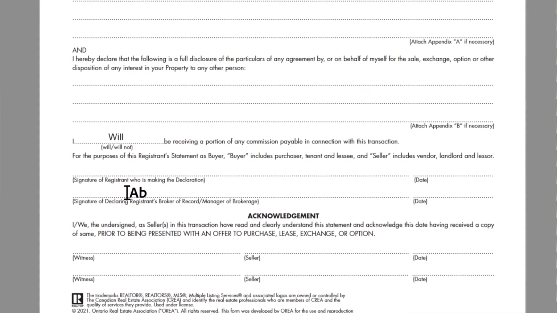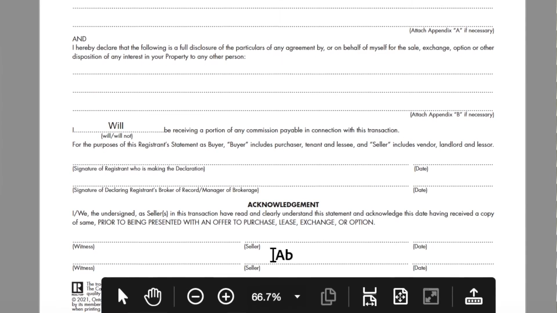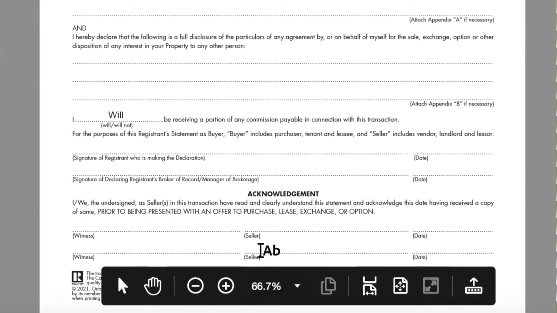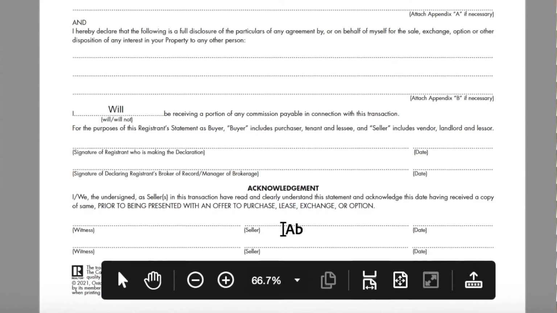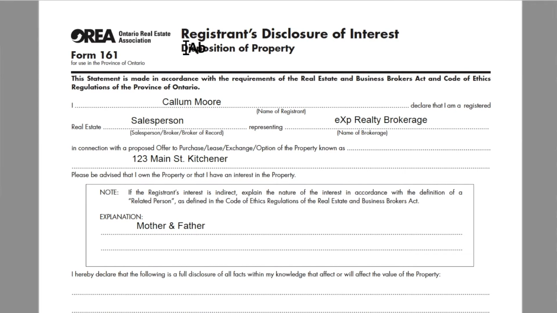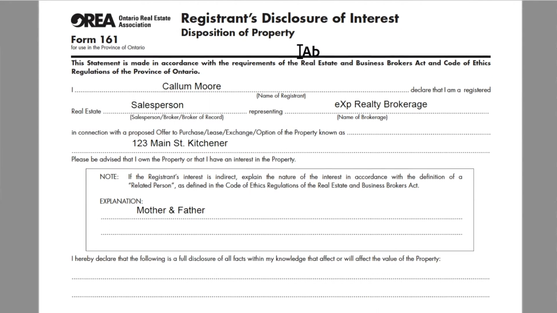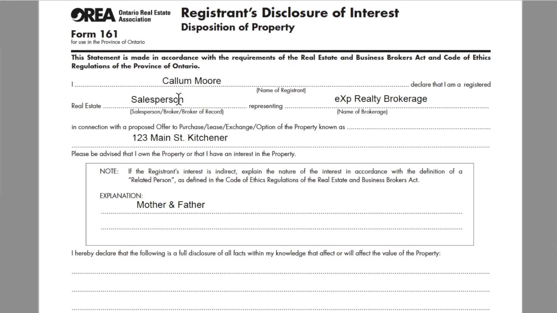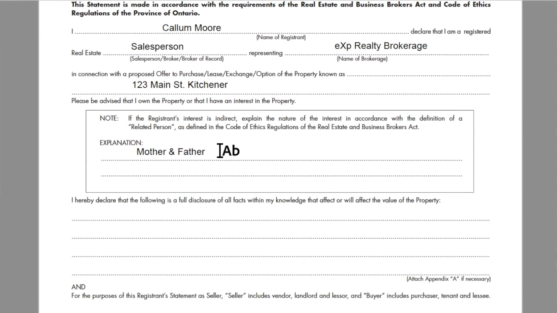And at the bottom, this form, as mentioned, will go with our offer and other forms, and it must be acknowledged by the sellers at the bottom here. Let's move over to the Form 161, Disposition of Property. Basically identical, but now used on the sale side. Same information up top here: name, position, brokerage, property involved, and the nature of the interest.